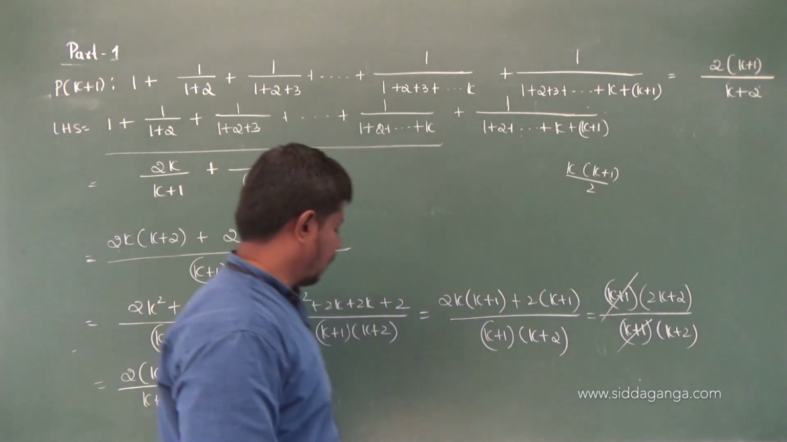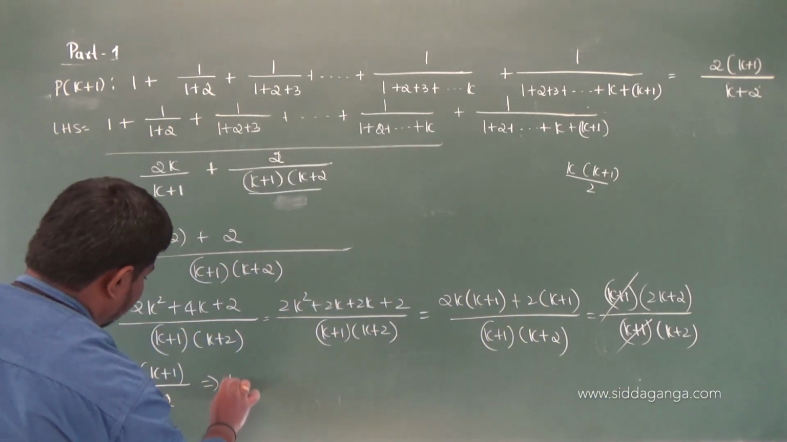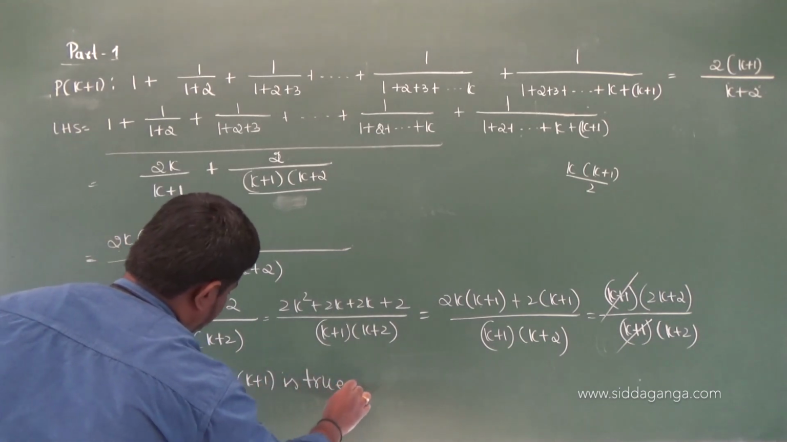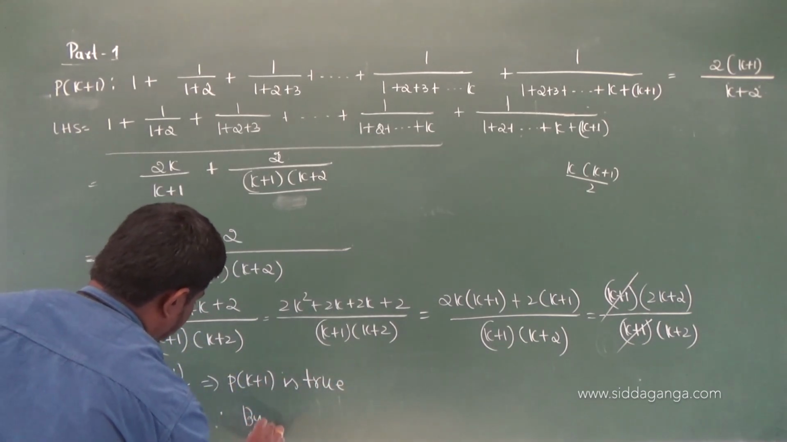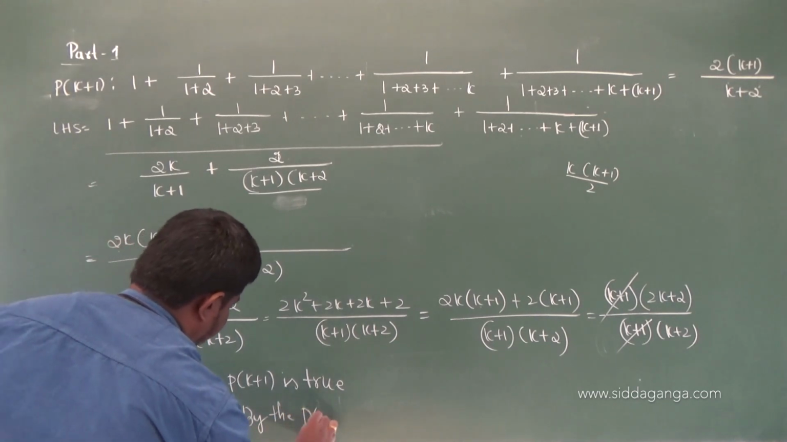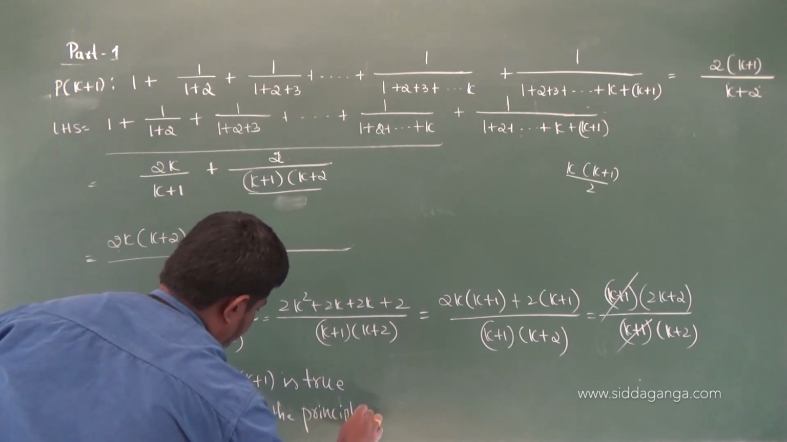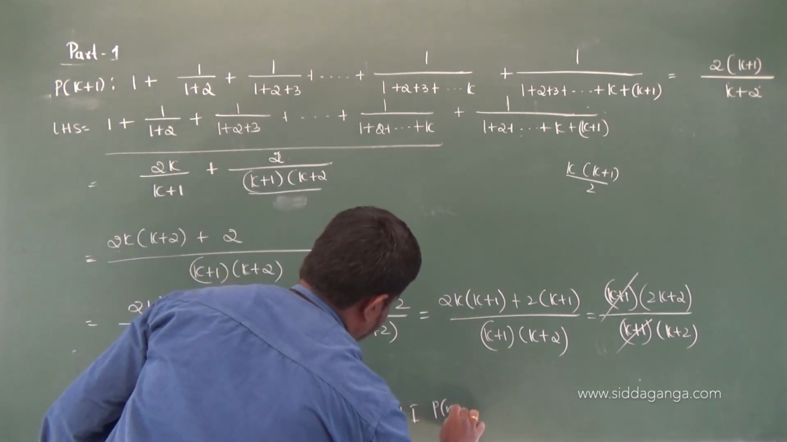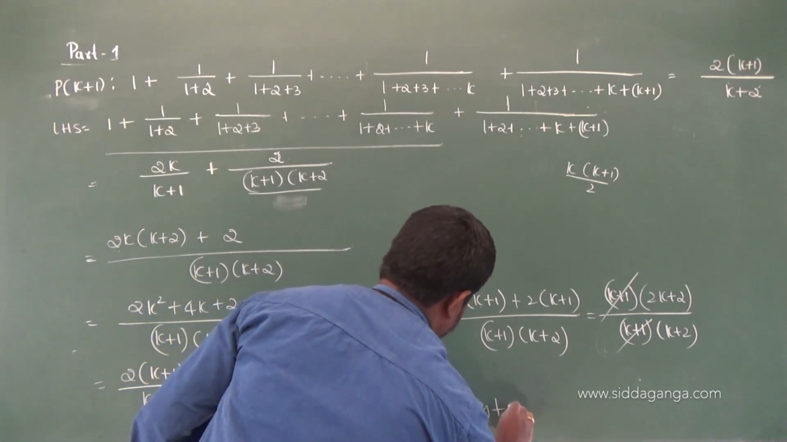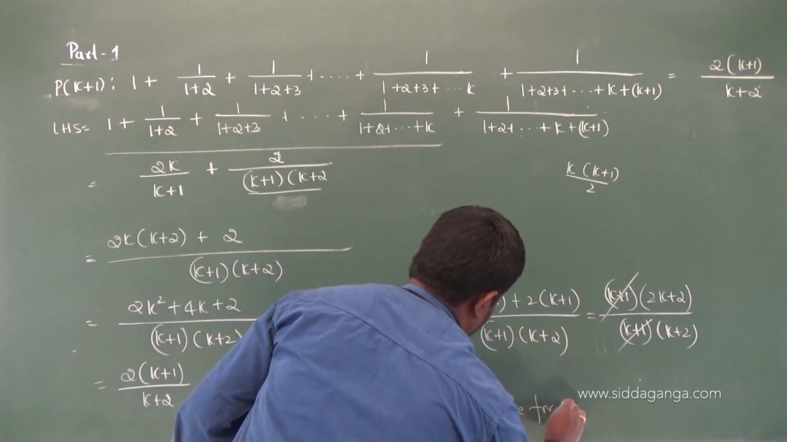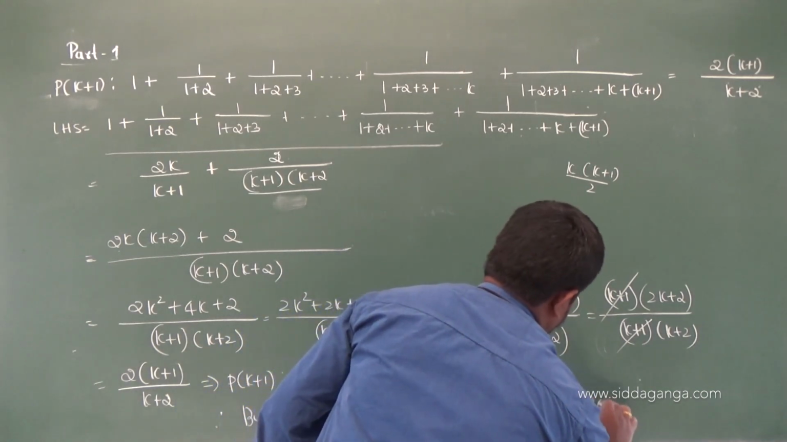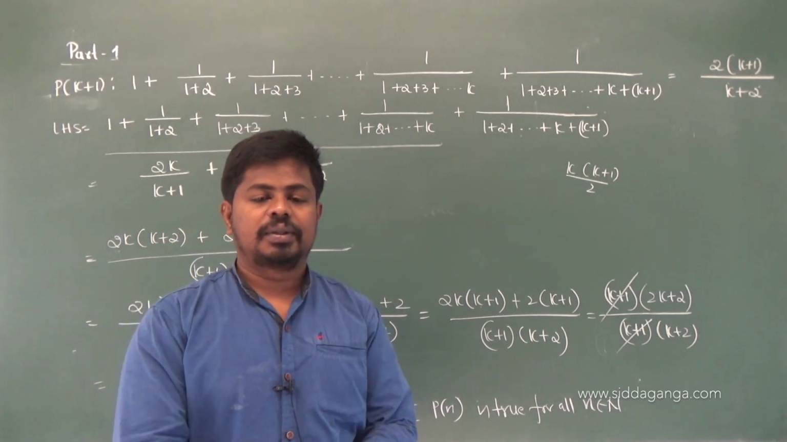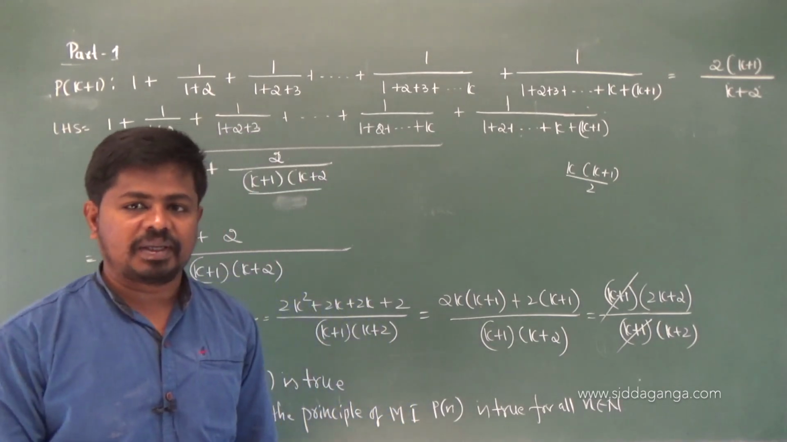Hence at last we write: this implies that k plus 1 is true. At last, the conclusion: therefore, by the principle of mathematical induction, P of n is true for all natural numbers. So this is how we prove it using the principle of mathematical induction.